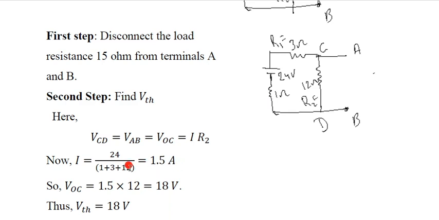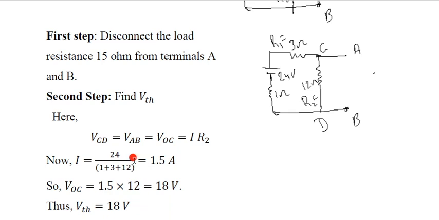Now you can easily find VTH or VOC. VOC is equal to I into R2. I means 1.5 and R2, in this case, is 12 ohm. So if you multiply, you will get 18 volt, and this 18 volt is actually the VTH. VTH is also called VOC. So that's why you have found VTH now. Now your aim is to find the RTH.